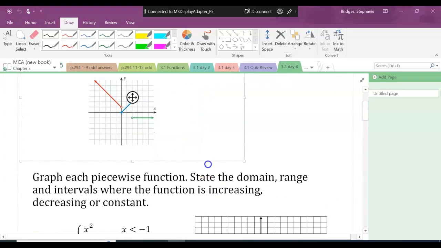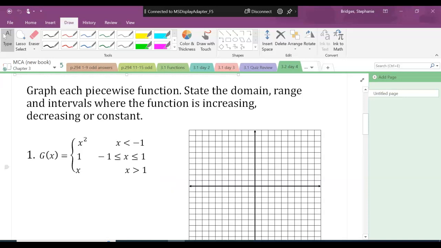It's a little bit small. Okay. So again, we're graphing it. We're going to state the domain, the range, and the intervals where it's increasing, decreasing, or constant. Do you notice how we have 3 different pieces here? So we're going to do one at a time. We're going to start with that first one.